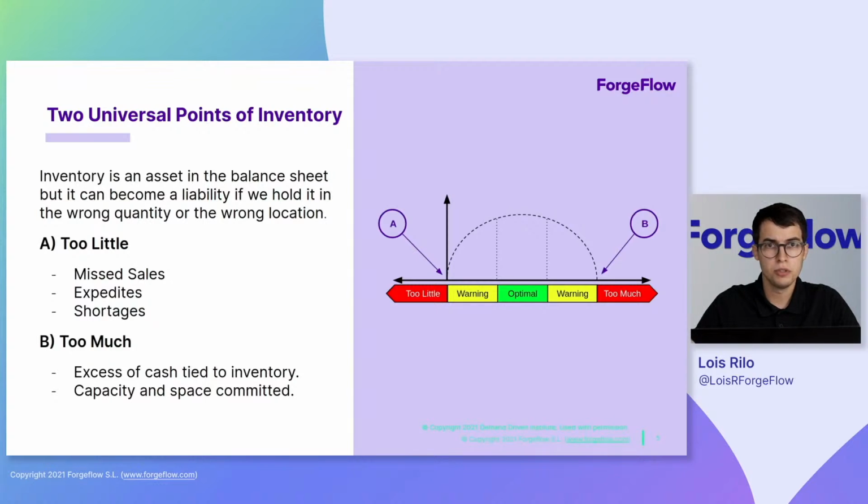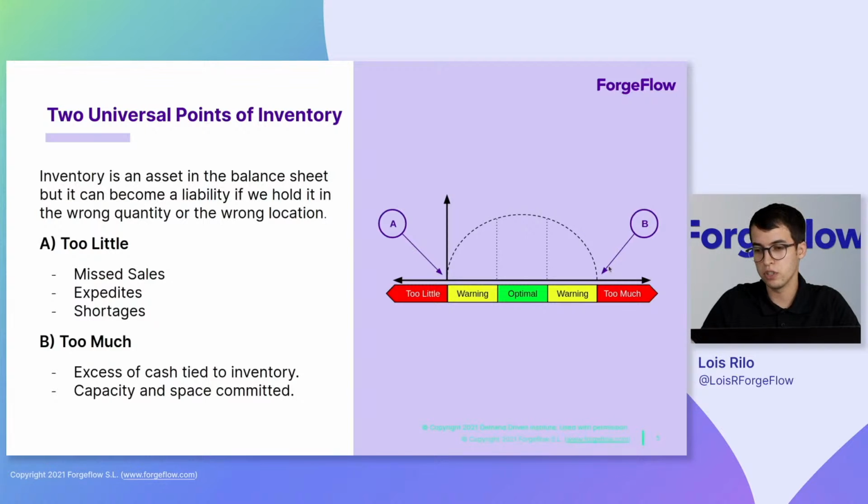Regarding inventory, it's obviously an asset in the balance sheet, but it can quickly become a liability if we hold it in the wrong quantity or in the wrong location. In this regard, we have two universal points of inventory. If we look at this chart, in which we represent the quantity of inventory on the x-axis and the ROI on the y-axis, we intuitively understand that we have an optimal range of inventory, or an optimal point, in which our ROI is maximized due to a high service level, we get more sales, and we invest the least possible to obtain that. Once we lean to one of the two sides, we start to experience a decrease of our ROI until we reach point A, in which we have too little inventory, we miss sales, we experience shortages, and we need to pay for expedites.